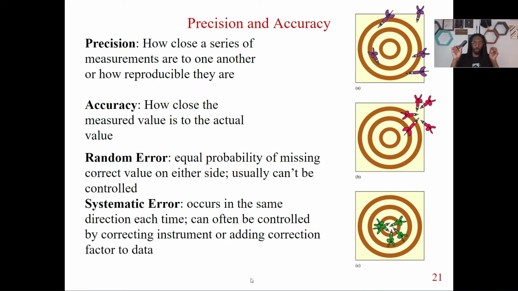I know that this is going to weigh 10 grams, but you're telling me it's 5 grams. So we're getting an error that's occurring in the same direction each time. I'm continually getting 5 grams when I know this is 10 grams. If I correct whatever I'm weighing it on, that will fix that error. So it can be controlled in that way. These are the two errors that you should be familiar with: random error and systematic error.